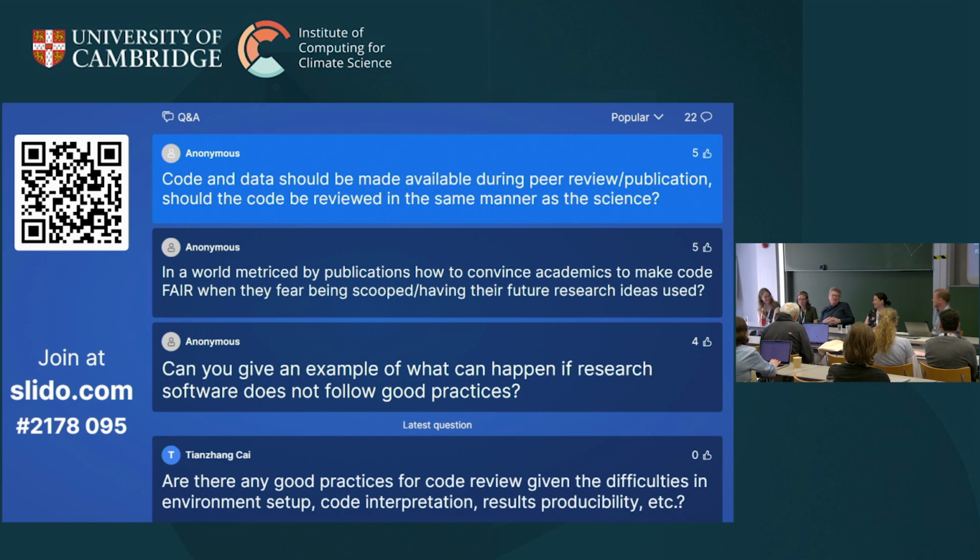So I'm still formulating a response. My instant reaction to that was yes, absolutely. We should hold the code to the same sort of standards we hold the science to. But then I thought about it a bit more.